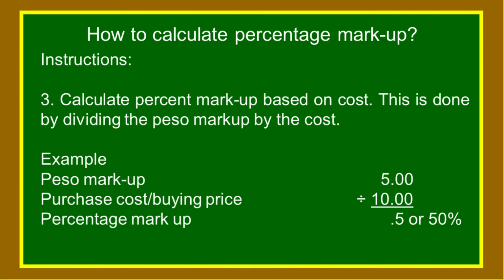Number 3, to calculate the percent markup based on cost, this is done by dividing the peso markup by the cost. Example, peso markup of 5 pesos. So we will divide by the purchase cost or the buying price of 10 pesos and the percentage markup is 0.5 or 50%.